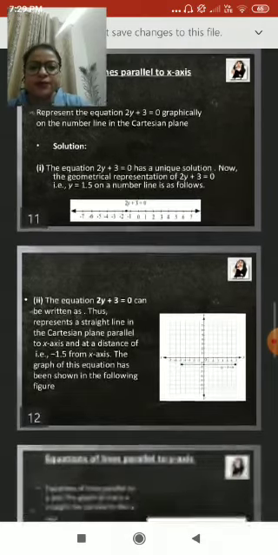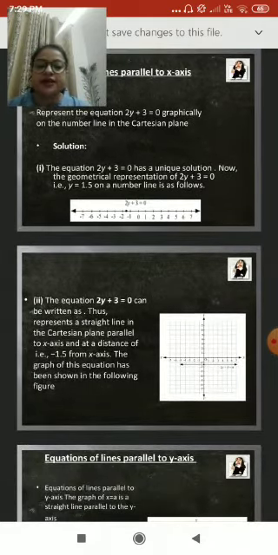Now if the same equation has to be plotted on a graph, what kind of graph will we get? The equation 2y plus 3 is 0 can be written as y is equal to minus 1.5, and it represents a straight line in the Cartesian plane parallel to the x-axis and at a distance of minus 1.5 from the x-axis. The graph of this equation has been shown in the following figure.